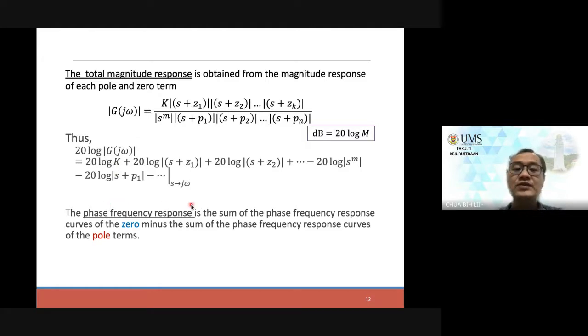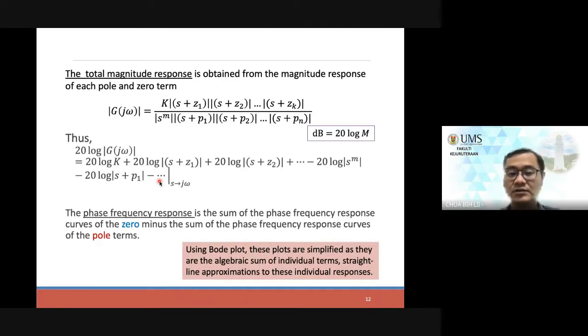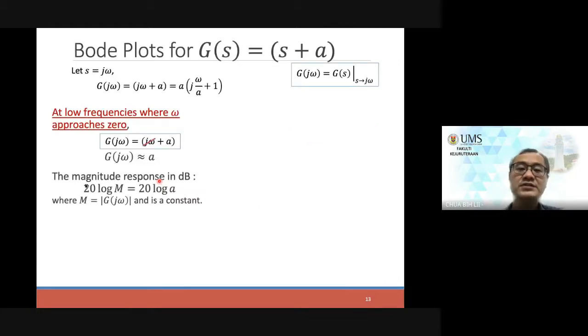For the phase frequency response, therefore we would say that the sum is the sum of the phase frequency response curve of the zeros minus the sum of the phase frequency response curve of the poles. Just plus and minus of all the magnitudes. So using dot plot, this is simplified by using plus and minus, the algebraic sum. Also keep in mind we will use straight line approximation for all these individual responses. We will see how it is being used now.